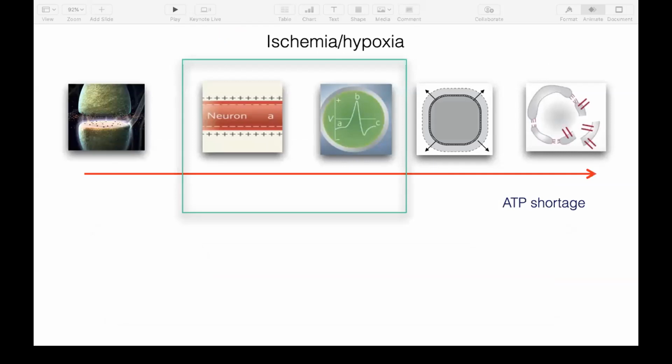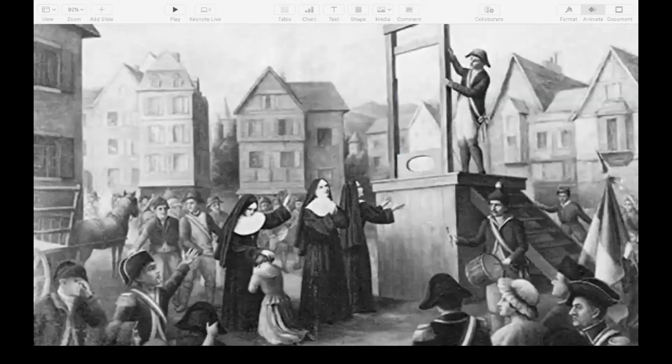Now, if the ischemia becomes longer or more severe, then it's not only the synapse that will fail. There also will be a problem with the maintenance of the membrane potentials, and therefore also the generation of action potentials. So that is actually the second process to fail after synaptic depression. And there's a lot of literature about it.